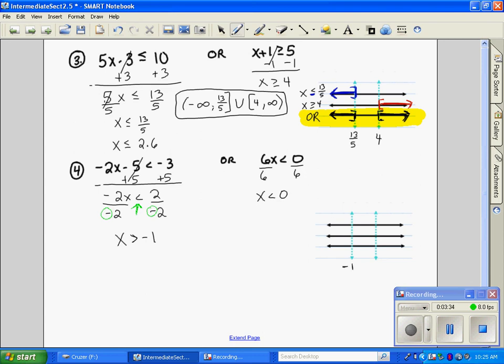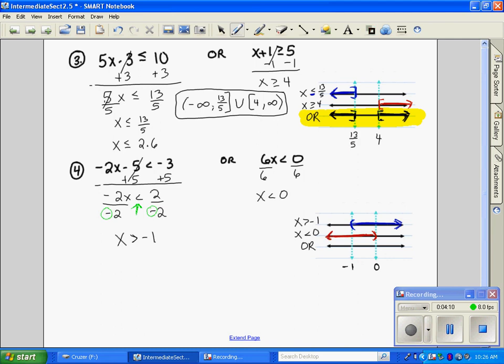On the number line, -1 comes before the 0. x is greater than -1. Put your inequalities over here on our graph, and this is an OR. To begin, we're going to graph x is greater than -1, so we go to the -1. It's a parenthesis, and we shade to the right. x is less than 0 is a parenthesis on 0, and less than means everything to the left on the number line.